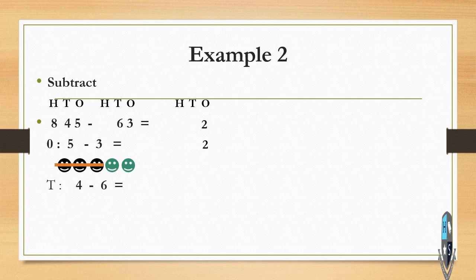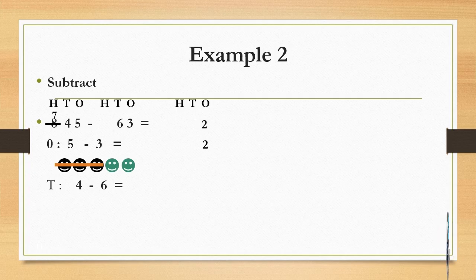In tens, we have 4 take away 6. Is it possible? It's not possible because 4 is smaller than 6. So what are we supposed to do? Do you remember what we did? We are going to borrow. Where are we going to borrow? We are going to borrow from hundreds. When we borrow 1 from hundreds, it will be 7.